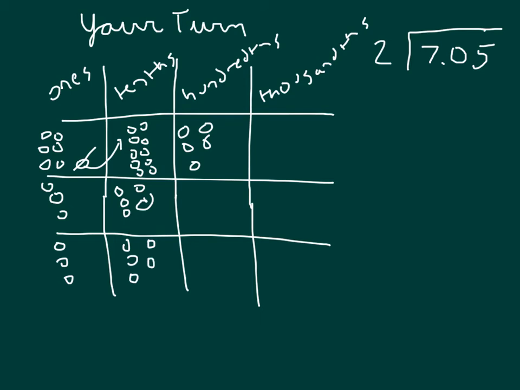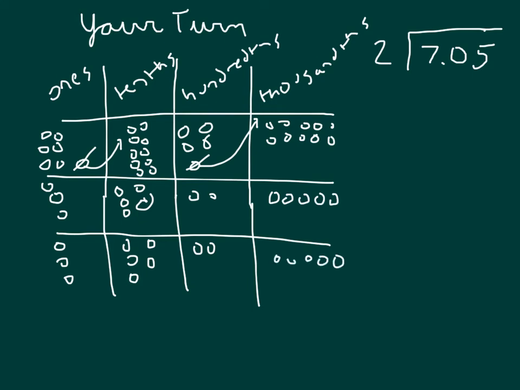And for the hundredths, we have 5 there, divided by 2 also. And so we get 2 with a regroup of 1 over to the thousandths place, where we would have 10 from the hundredth equaling 10 thousandths. 10 divided by 2 is 5. So ideally, you got 3.525 as your answer.